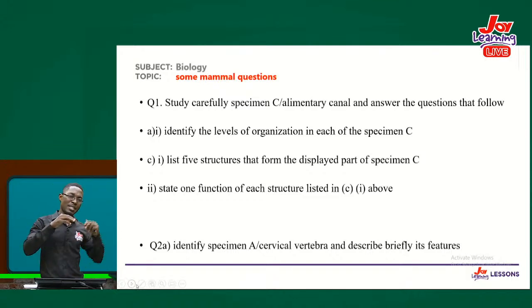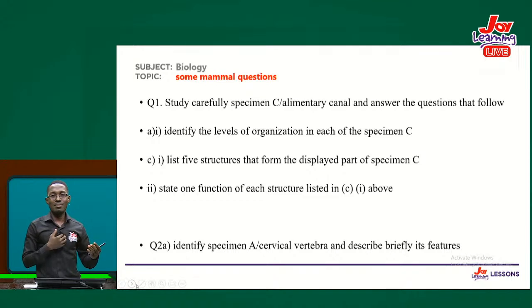So what you are doing is slightly adaptation. So stomach for what? Duodenum for what? Pancreas for what? Gallbladder. So the gallbladder for what? The liver for what function? The colon for what function? The ileum for what function? That's all they're asking.